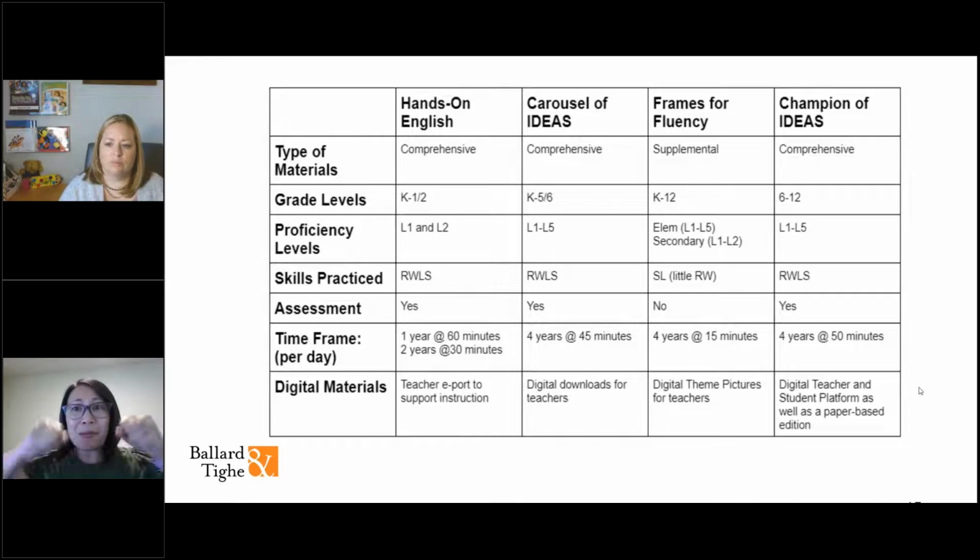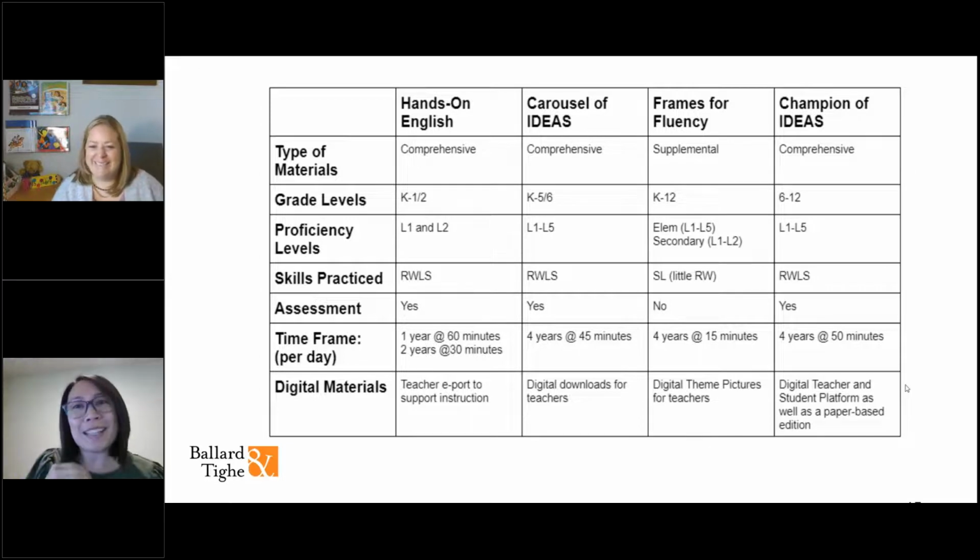You're going to do things like row, row, row, go, go, go. I'm not the best person at this because I teach secondary. Yeah, but Hands-on English, super low newcomers, young kids. Carousel of Ideas is a little bit more for that comprehensive feel. We do have a newcomer program, so you could start with 0 English, K-5 if you want a whole program altogether. But we have all the way up to the level 5.